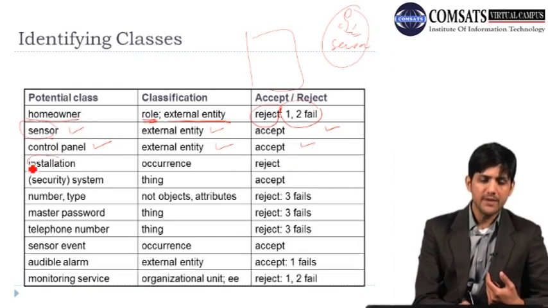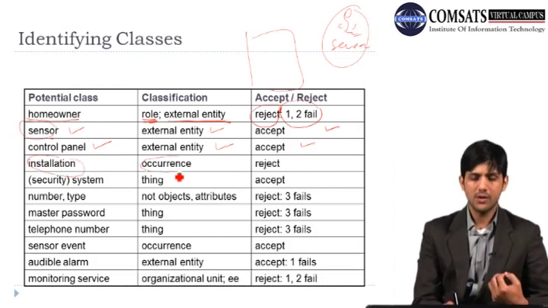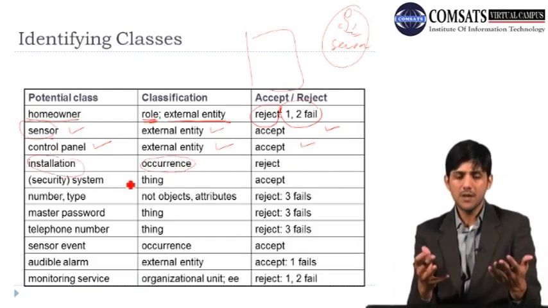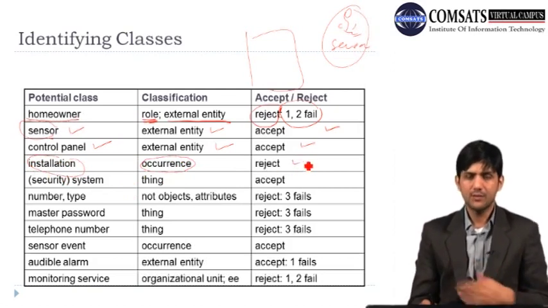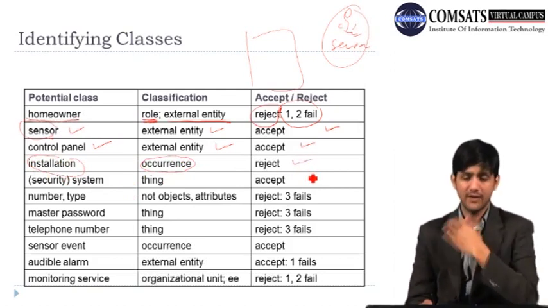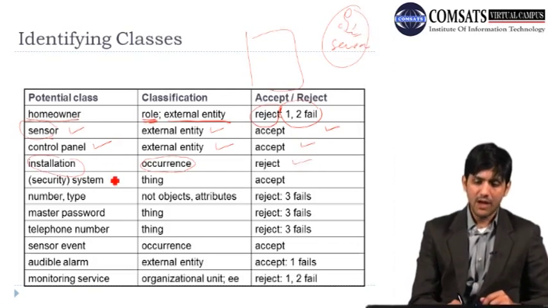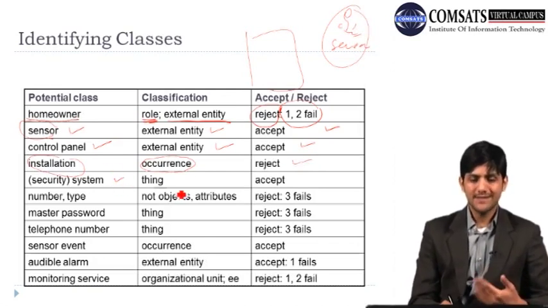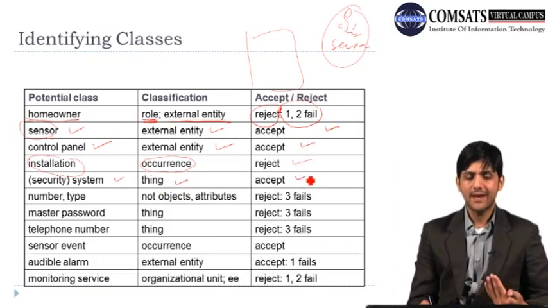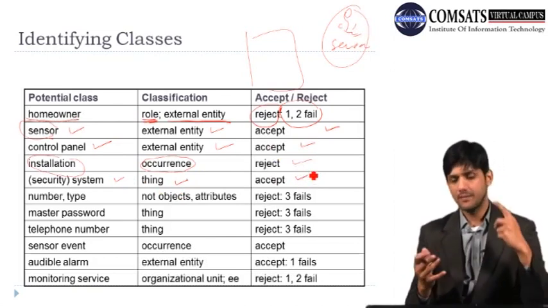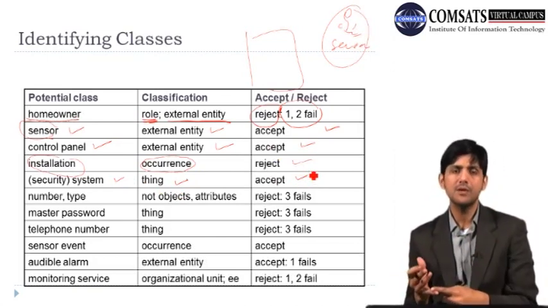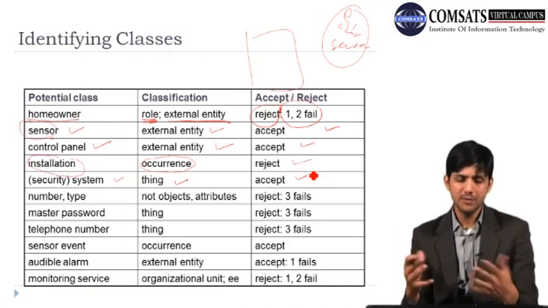Similarly, installation is an occurrence, because the system would be installed just once, and we say, okay, we are going to reject it, we are not going to need it, so it fails almost all of those. Then we have this security system. Now it's a thing, and again this is an accept, because we need to retain some information about it, it needs some services, it has some common attributes.